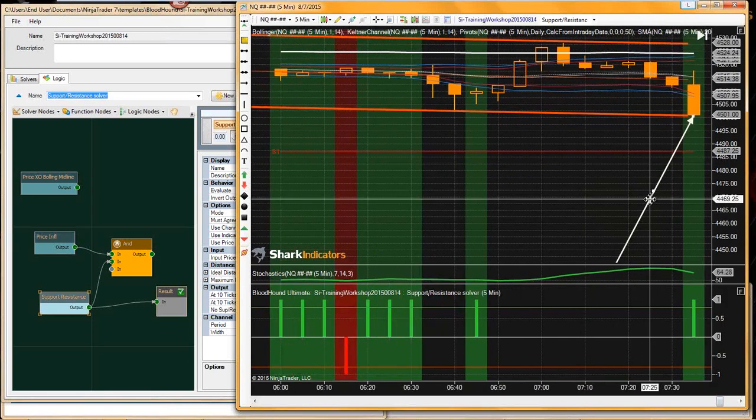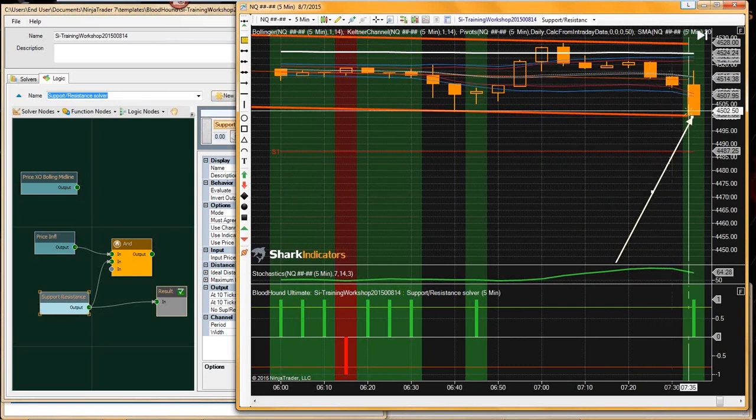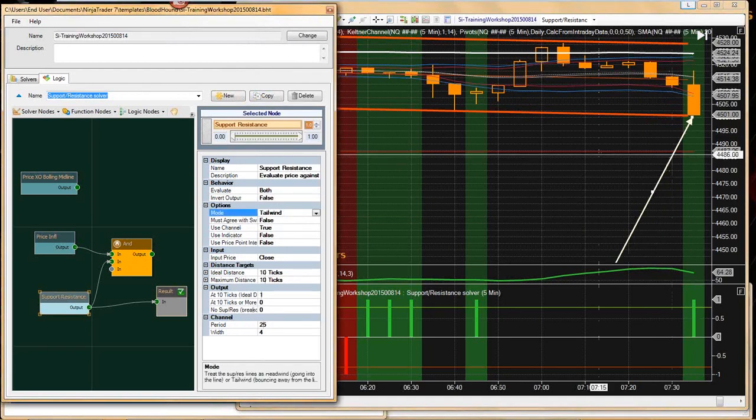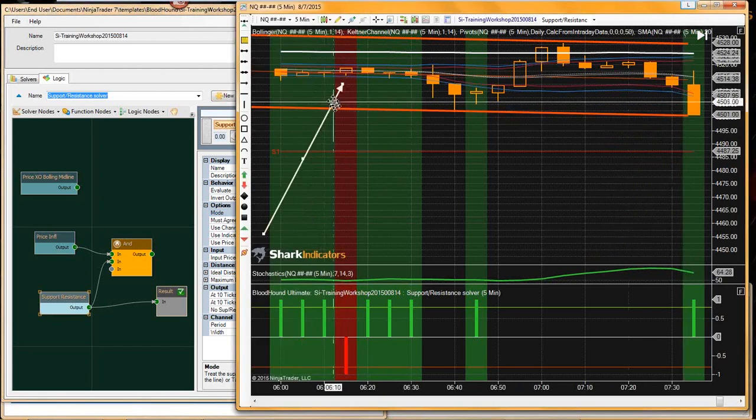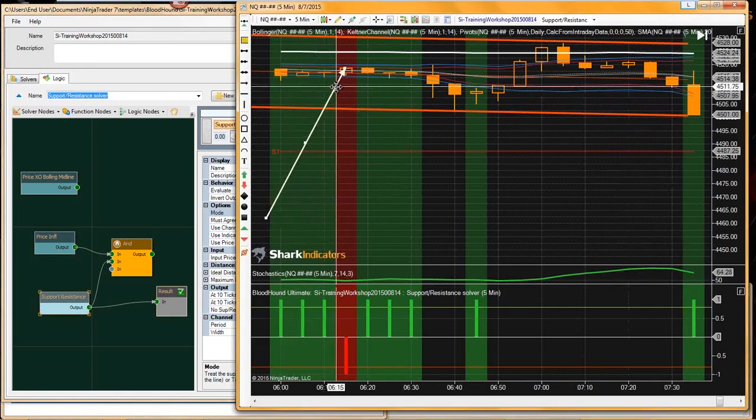So there we go, price is basically dead on that channel. And so we're getting a long signal for tailwind mode, because tailwind mode is identifying potential bounces off of that lower channel line. Now back here we can see we got a short trade.